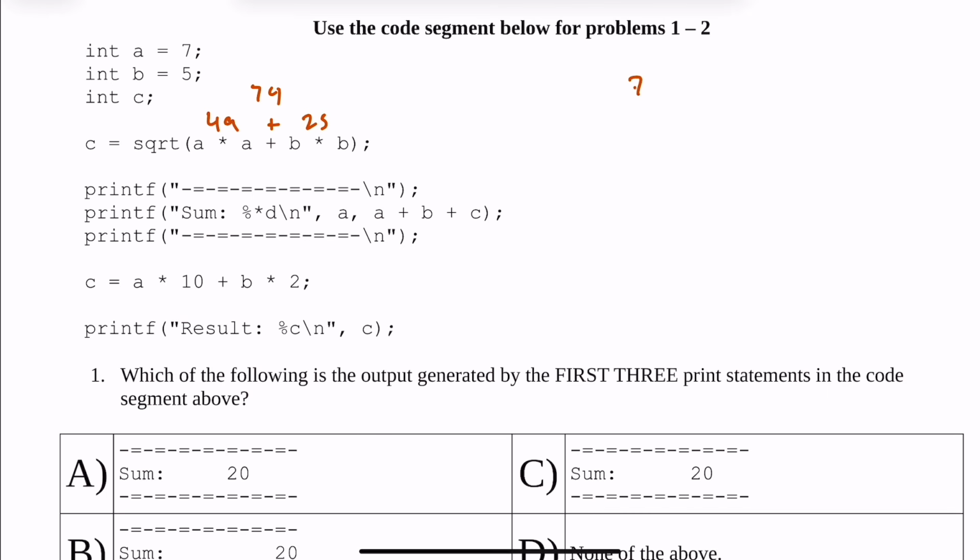So if 74 is between 64 and 81, we know that the square root of 74 is between 8 and 9. So int c equals 8 point something something something. Well, that right-hand side is going to be converted to an integer to match the left-hand side. We get rid of the decimal, we truncate, round down, however you like to think about it. So c is equal to 8.